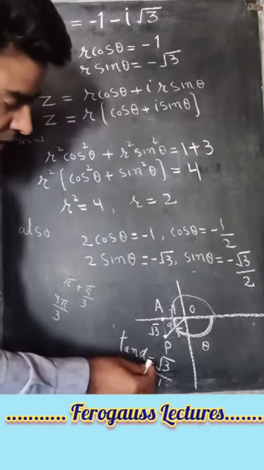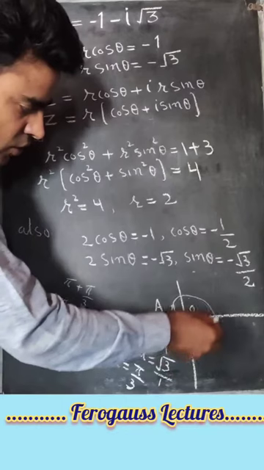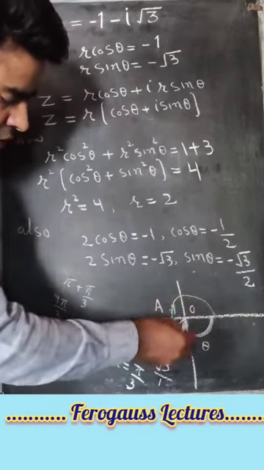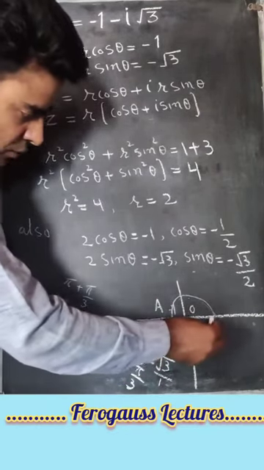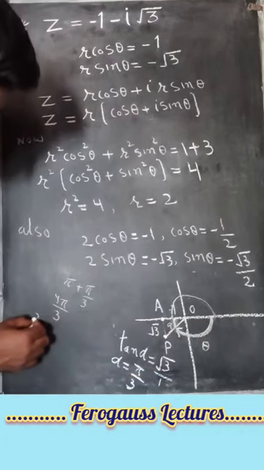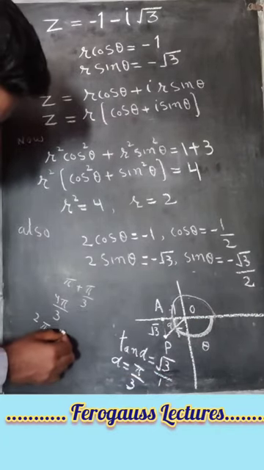So the whole angle is equal to 360 or 2 pi. So if we have to find this angle, this is equal to 2 pi minus 4 pi by 3.